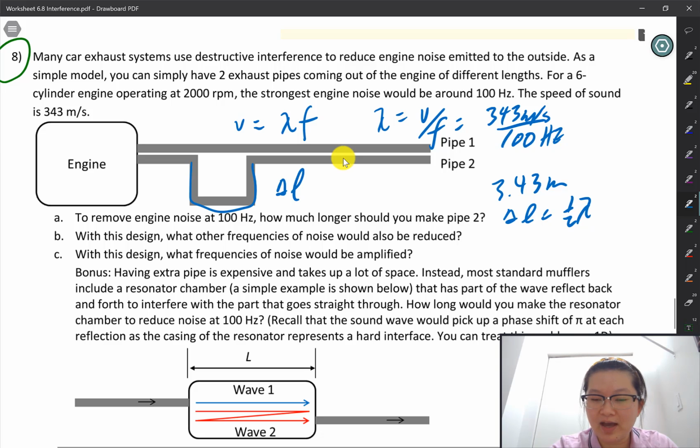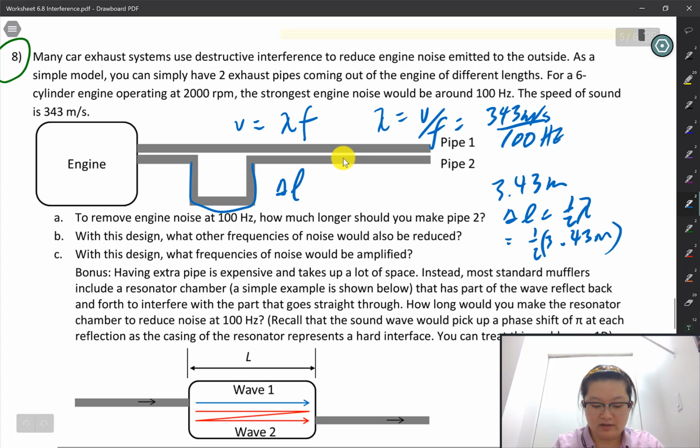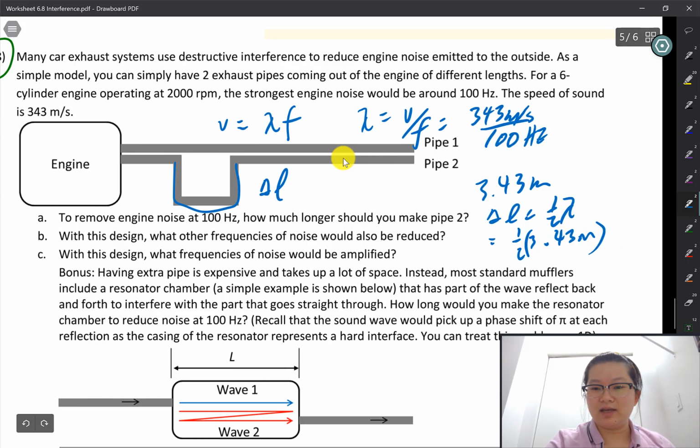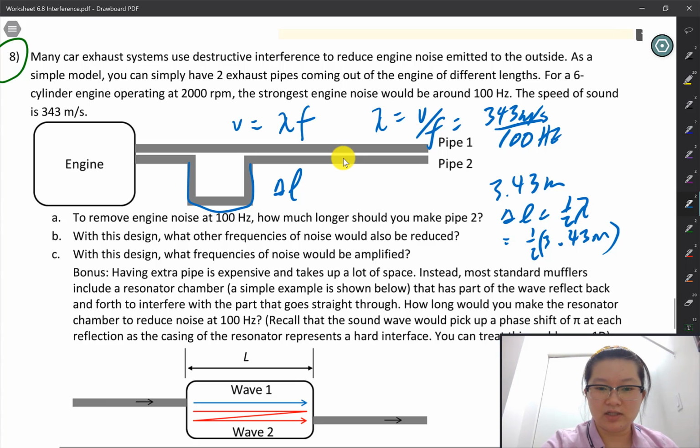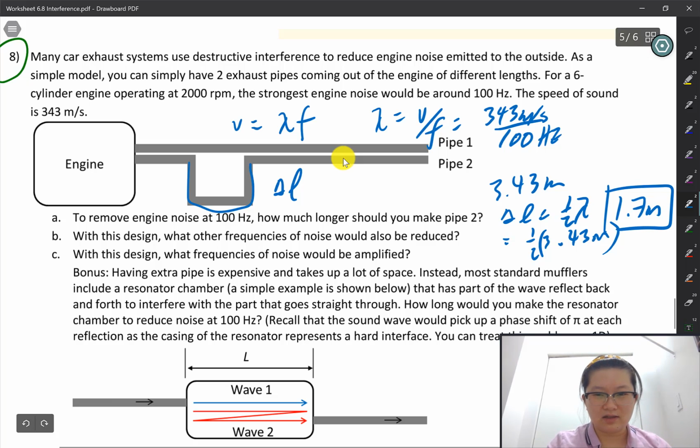And that's going to be half of 3.43 meters. Putting that into our calculator, that is going to be about 1.7 meters, which is really long, but unfortunately necessary. Okay, so that's the answer to question A, which is 1.7 meters. And I guess, how many sig figs? We'll just say about 2 sig figs. This is 1.715, by the way, so roughly 1.7. Probably I should do 3, but 100 is 1 sig fig.